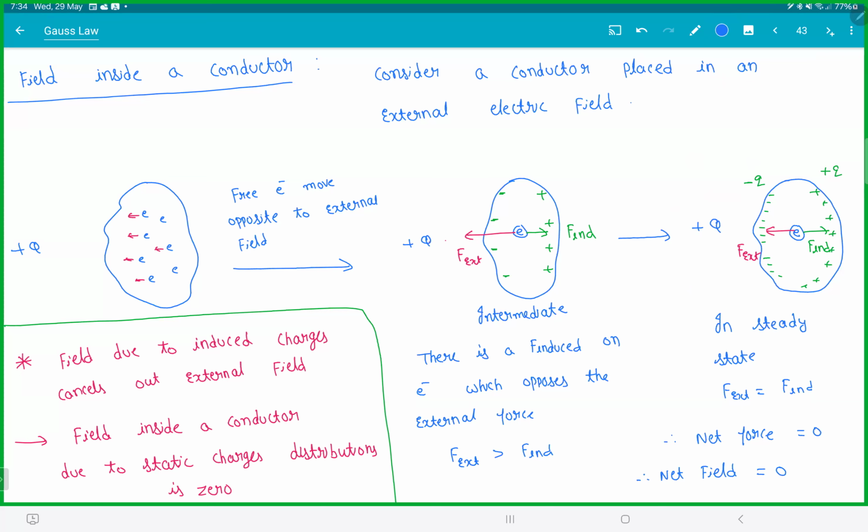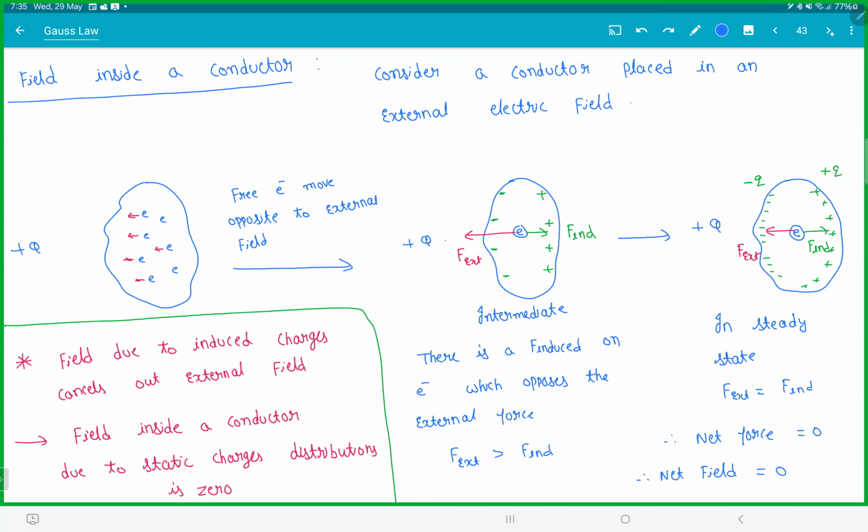We are talking about the field inside, not the lines outside. The force due to this charge between these two and the force between this charge and this are cancelling out. Don't get confused between lines, that has nothing to do with each other. Make sense? Everyone is clear with the story, what is happening here.